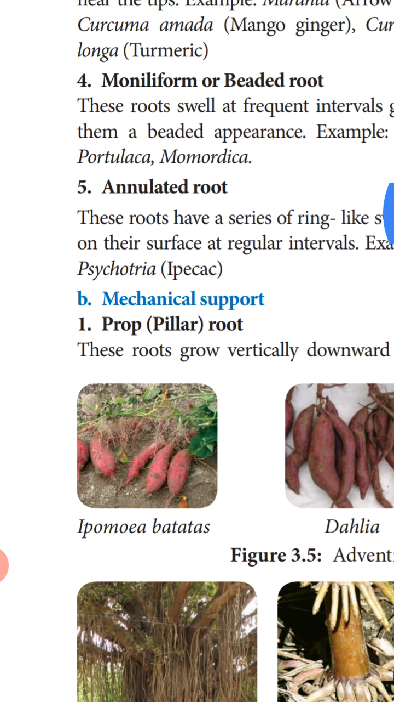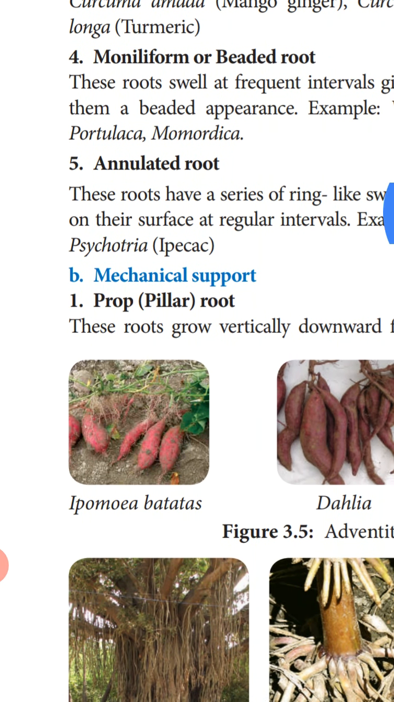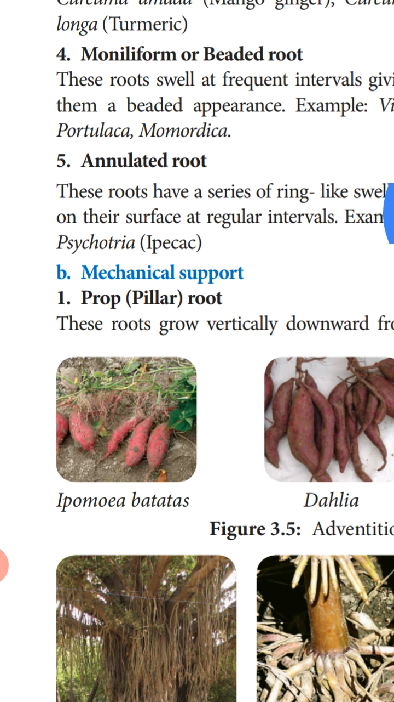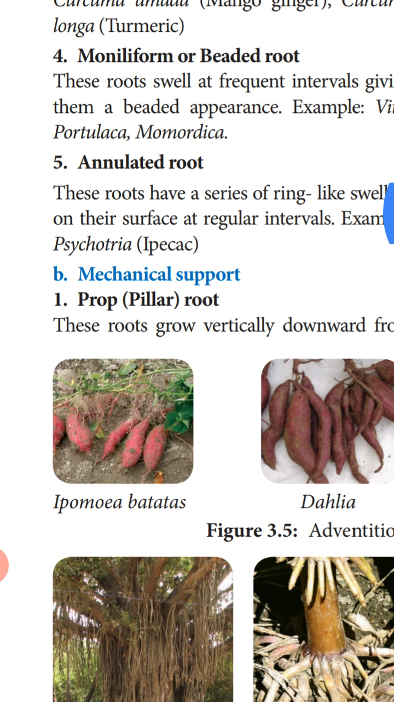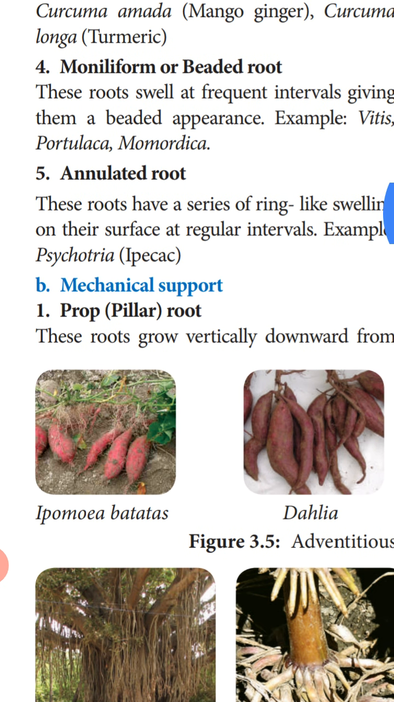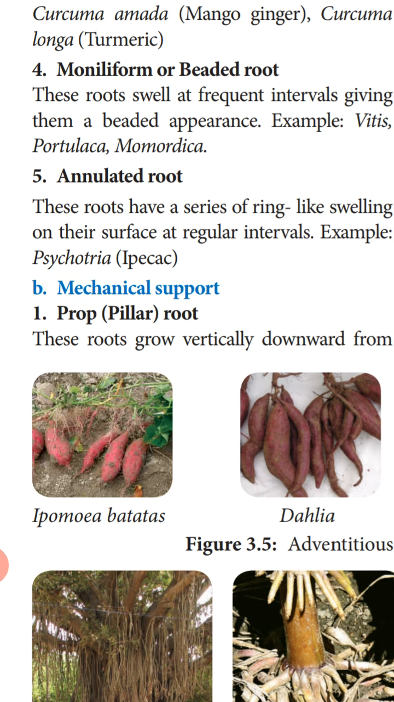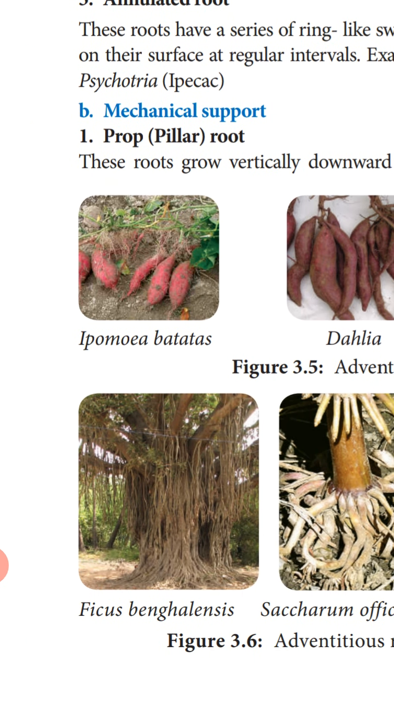Next, you are going to study about the mechanical support. So here, the adventitious roots provide support to the plants. Then they are called as the mechanical support. They are also classified into prop roots or pillar roots. So here you can see in the banyan tree, you all might have observed this, we have huge trunks, and these trunks spread to a vast area.